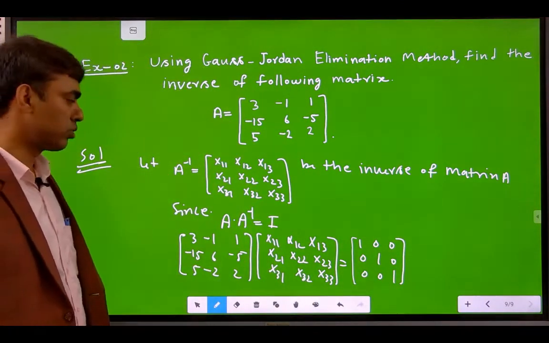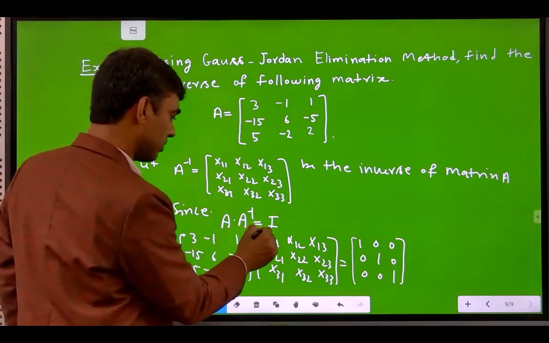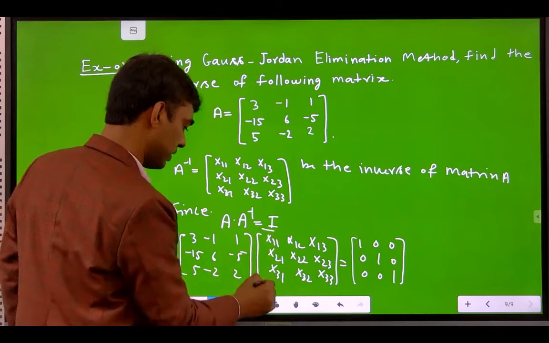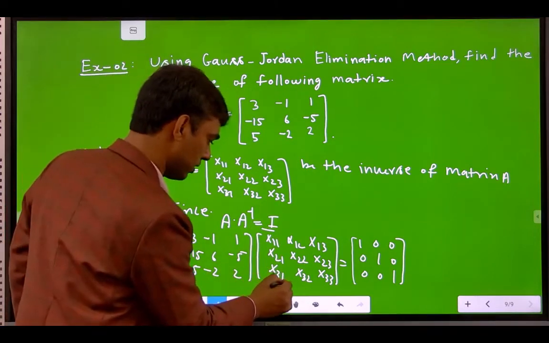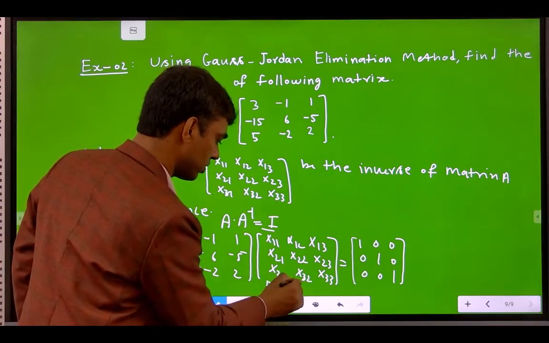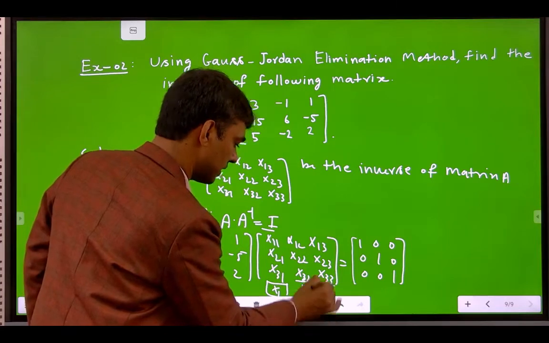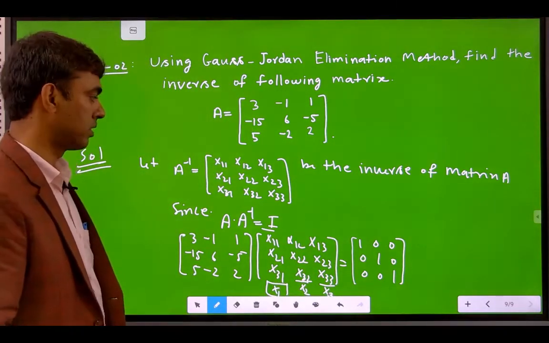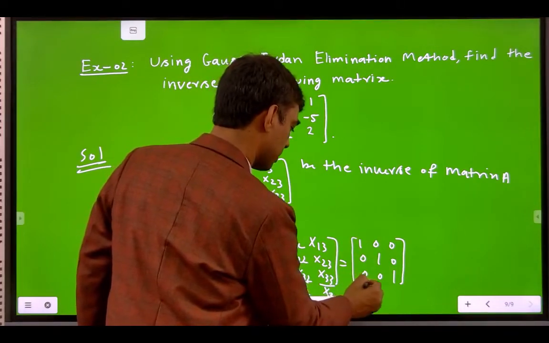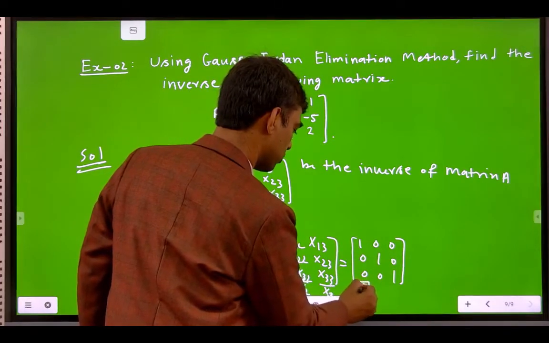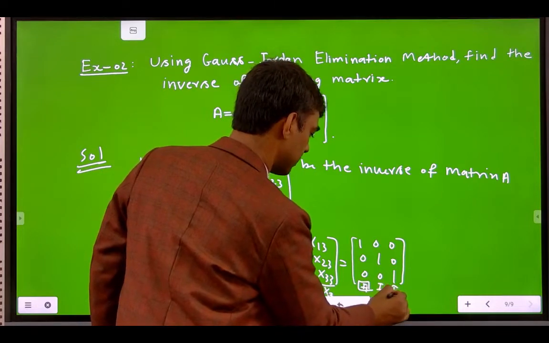As we know, this is converted into a system of three linear equations. Here we denote the column vectors by x1, x2, and x3, and the columns of the identity matrix by I1, I2, I3.